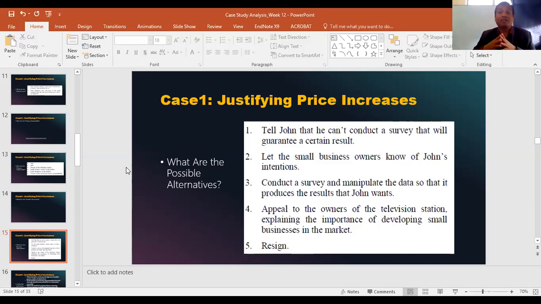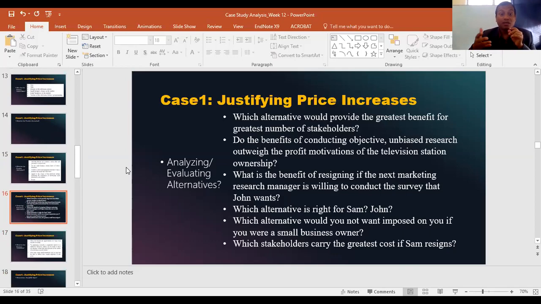So all these are the 5 alternatives. In the case, you have to analyze what alternatives have been given. Now the next step is evaluating or analyzing the alternatives and finding out which one is the best one.